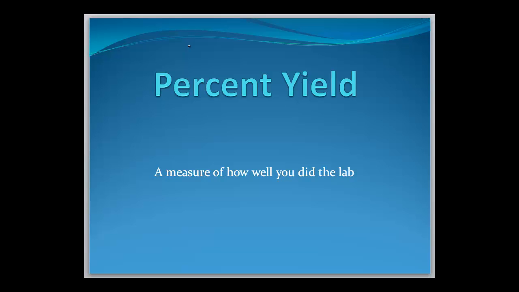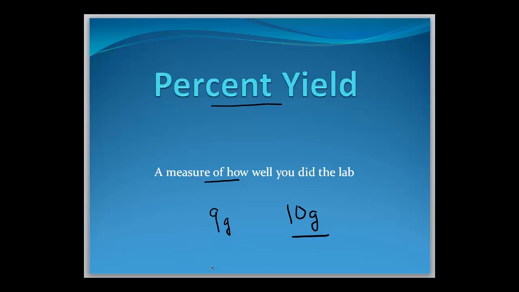Okay, in this vodcast, what we're going to do is take a look at what we call percent yield. And basically, percent yield is nothing more than a measure of how well you did a lab. So, for example, let's say you're reacting hydrogen and oxygen and you're producing water. And you calculate that you're supposed to produce 10 grams of water. So you do the lab and you actually produce 9 grams. After you weigh out the water, you find that you have 9 grams.